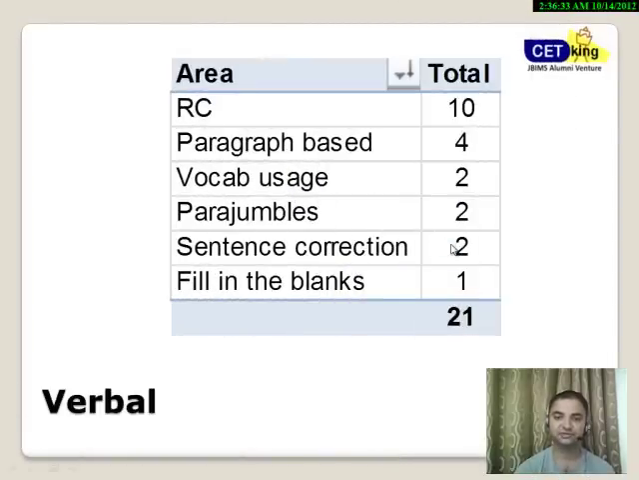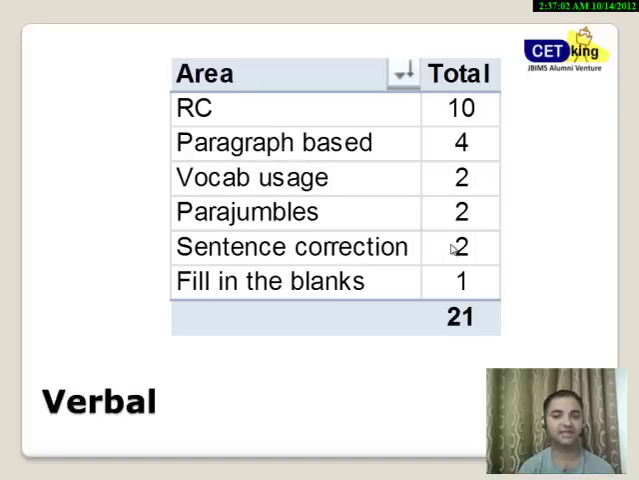RC 10 questions, paragraph based 4 questions, vocab usage 2 questions, 2 parajumbles, 2 sentence correction, 1 fill in the blanks. RC 10 questions are based on reading. Paragraph, again a huge paragraph you have to read for the 4 questions. Parajumbles, again similar to paragraph. Sentence correction was also bigger questions this time. So except for these 3 questions, 18 questions were based on paragraphs.